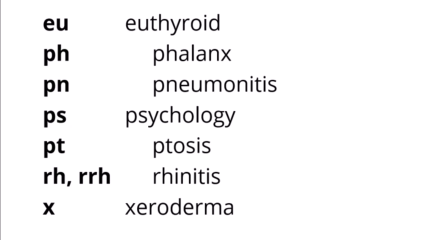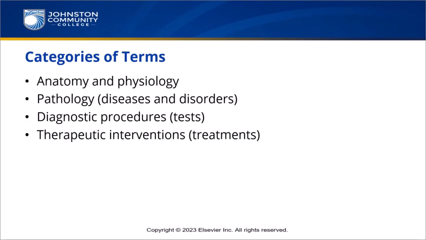And then we have RH and RRH, which have an R sound, such as rhinitis, which is an inflammation of the nose. Finally, we have X, which has a Z sound. Xeroderma is a condition of dry skin. Think of Xerox, which got its name from using dry ink.